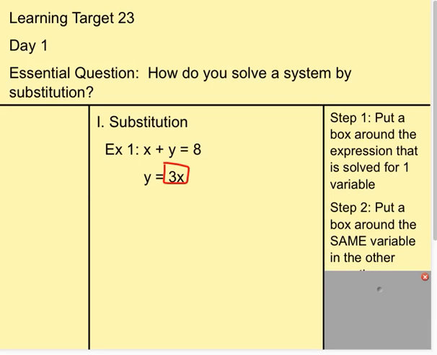Next, we're going to put a box around that same variable in the other equation. It's very, very important that you put the box around the same variable, because what we're doing is substituting an equivalent expression for, in this case, y. So we're replacing y with something that y is equal to.